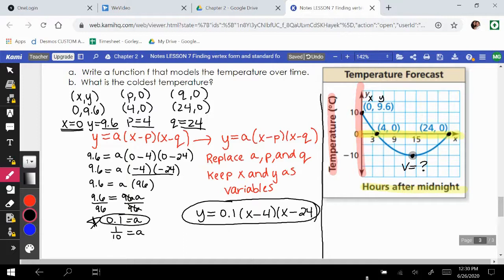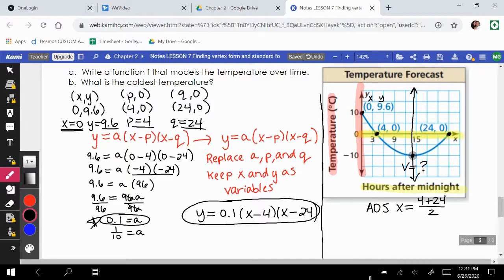Remember, the vertex lies on the axis of symmetry, so how could I use the x-intercepts in order to get this axis of symmetry right here? Well, if there's symmetry, that means that the x-intercepts are both an equal distance away from the axis of symmetry. So what number is right in between 4 and 24? If you're not sure, the fastest way to get the number that's right in the middle of 4 and 24 is to average 4 and 24.